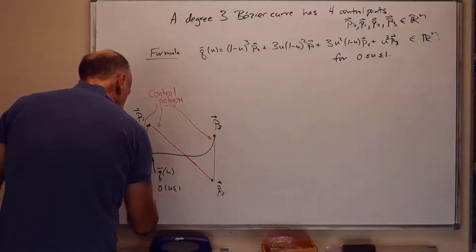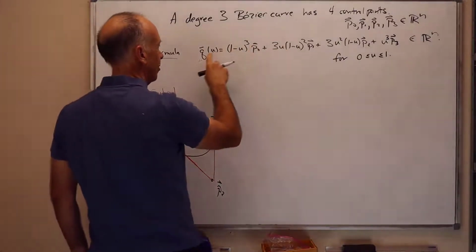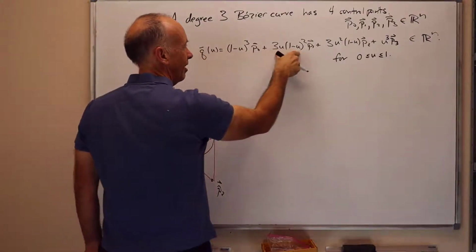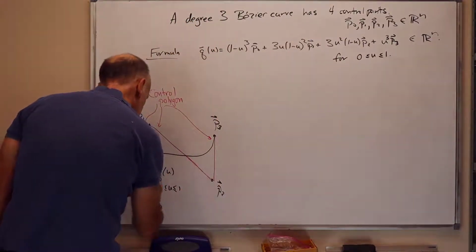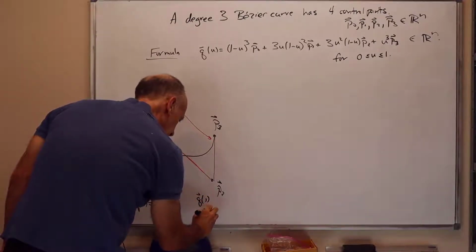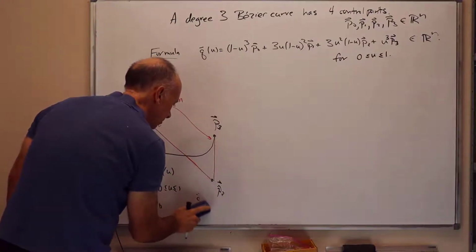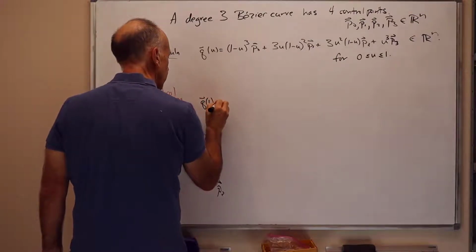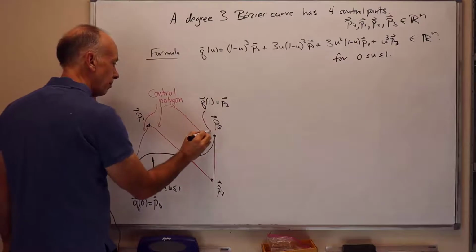Q of 0 equals P0. Well, that's just immediate from the equation because we put 0 in for u. This coefficient is 1. The remaining coefficients are 0. Q of 1 is equal to P3. Okay, so that's this point here.